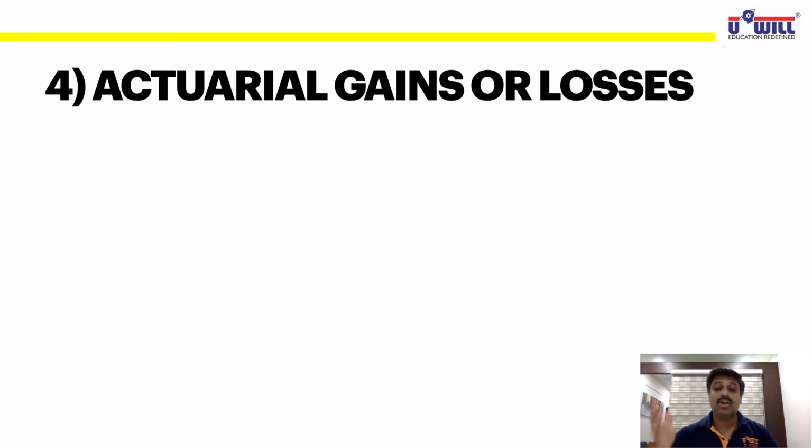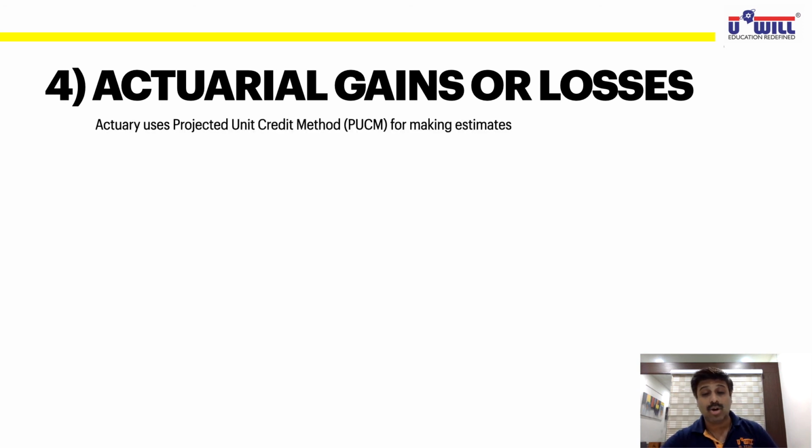When we record actuarial gain or loss in P&L account, the joint effect of expected return and actuarial gain automatically results into actual return, which indirectly gets recorded in P&L account. So there are 2 ways of finding this actuarial gain or loss. First of all, actuary uses projected unit credit method for making these estimates. Write down this statement in your notebook, mark it very important from MCQ exams point of view.